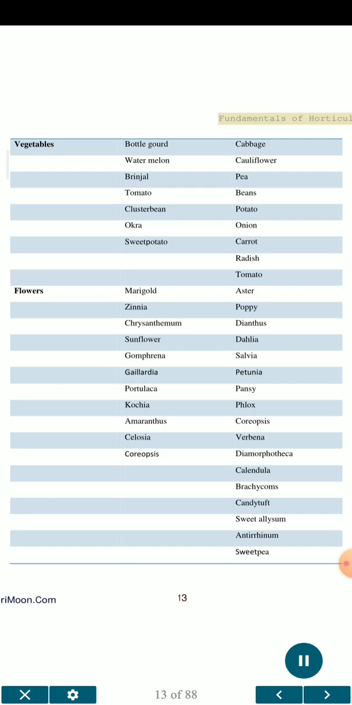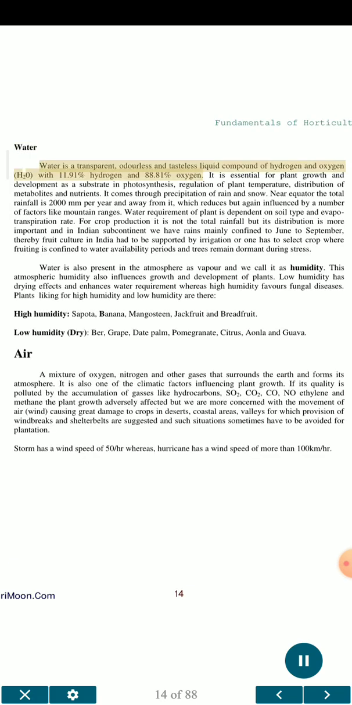Water. Water is a transparent, odorless and tasteless liquid compound of hydrogen and oxygen, H2O, with 11.19% hydrogen and 88.81% oxygen. It is essential for plant growth and development as a substrate in photosynthesis, regulation of plant temperature, and distribution of metabolites and nutrients. It comes through precipitation of rain and snow.